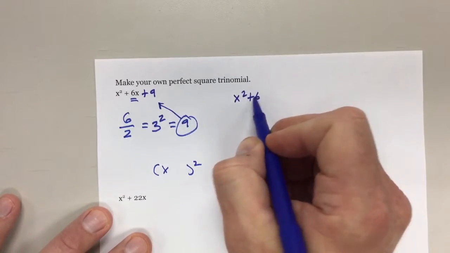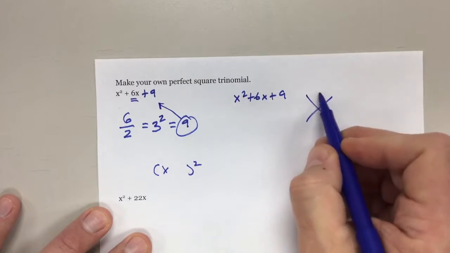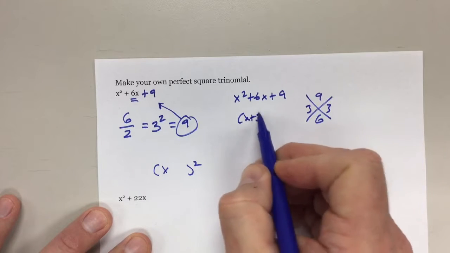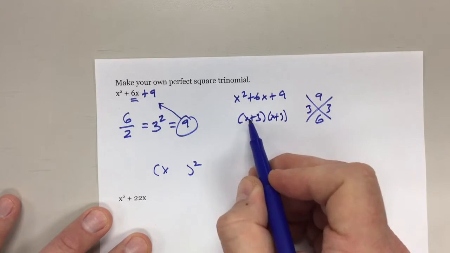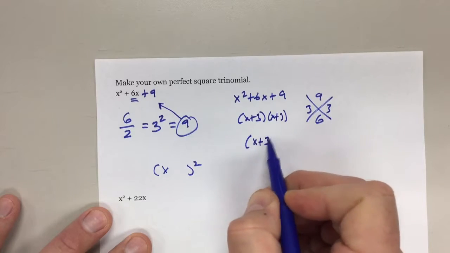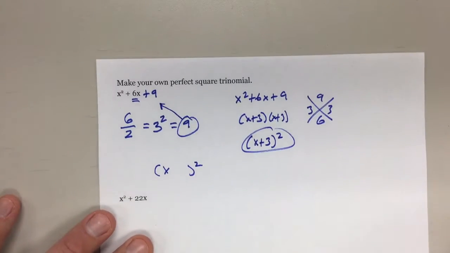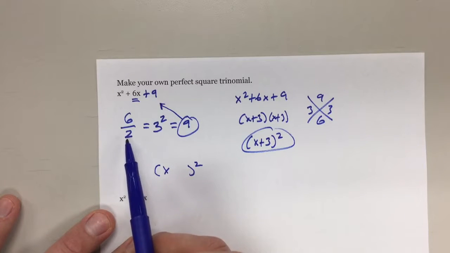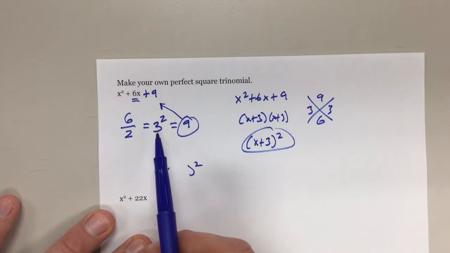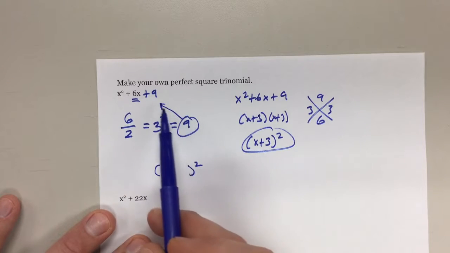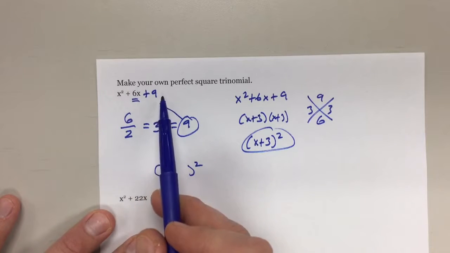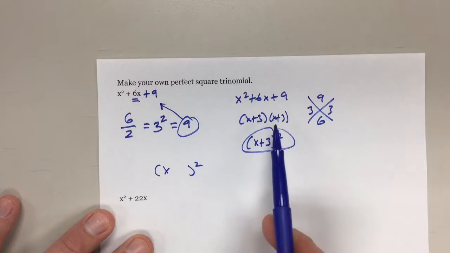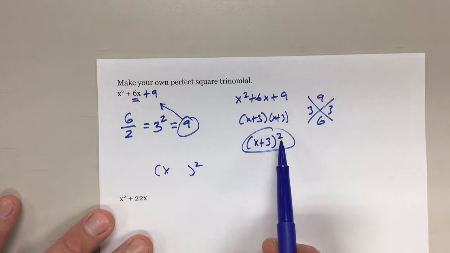So now I have x squared plus 6x plus 9. To factor it, I'd put 9 up here, 6 here. The numbers are 3 and 3. So it turns into x plus 3, which can be simplified as x plus 3 squared. So take the number next to the x, cut it in half. Take that answer and square it. That is the number that I would add to this expression to make it a perfect square trinomial, which means when I factor it, I'll get the same factors, and I can write it as the factors squared.